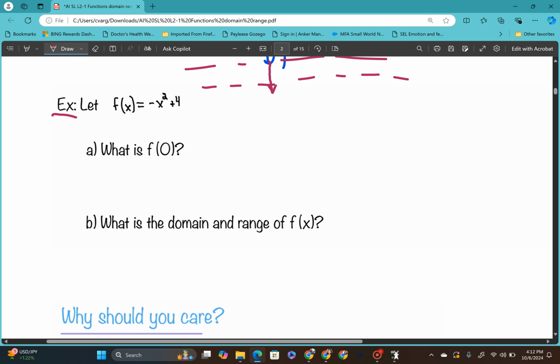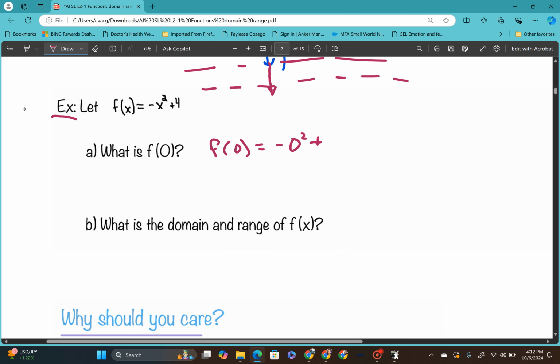Okay, so now that we're back and you've tried this, let's go ahead and do this. So f of 0, that means that wherever there is an x, I'm going to put in a number of 0. So negative 0 squared plus 4. So now I'm going to solve this. 0 squared is 0 times -1 is still 0, plus 4 is equal to 4. So my output is 4 for f of 0.